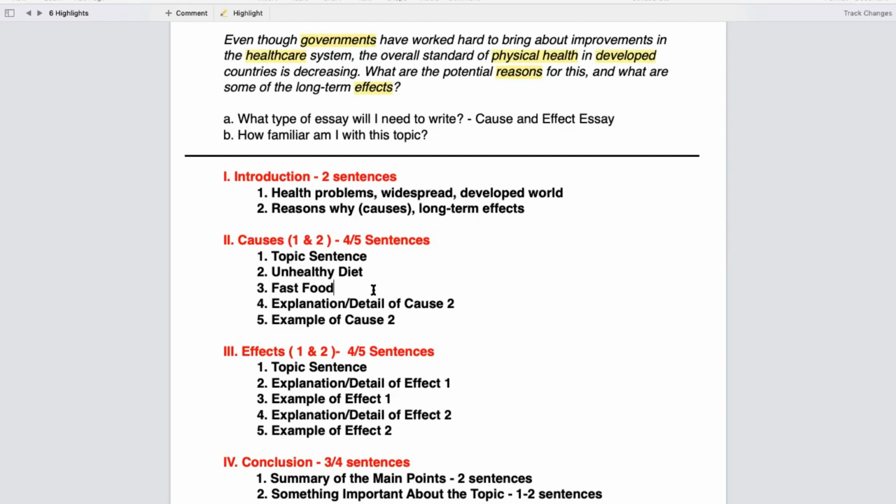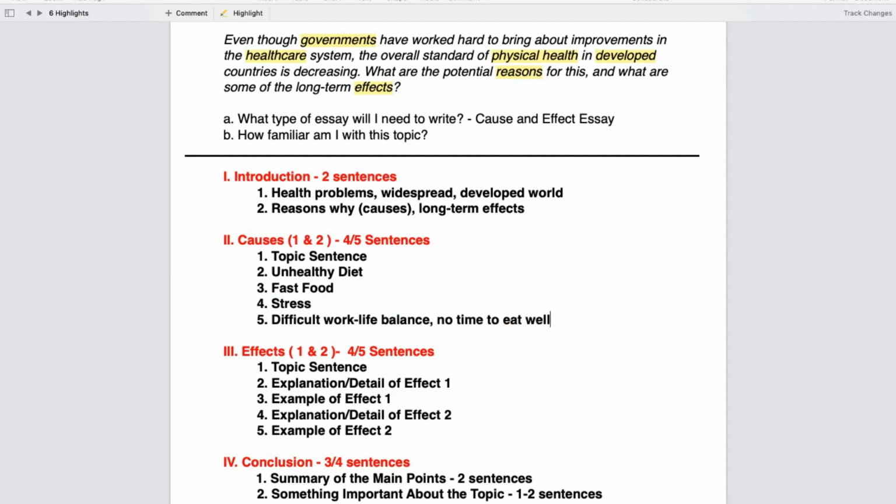And for me, it would be easy to write about fast food contributing to an unhealthy diet, which would contribute to low physical health. And the second cause, I'm going to say stress. So a stressful lifestyle. And an example of this, I could say perhaps difficult work-life balance, or perhaps someone has no time to eat well, okay?